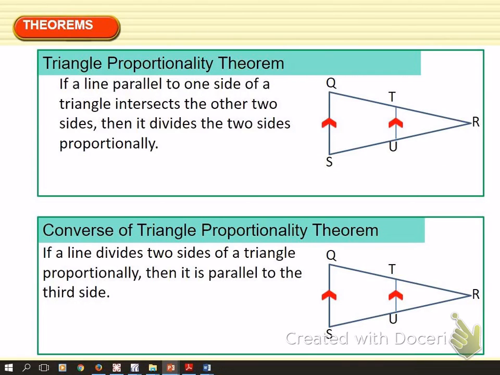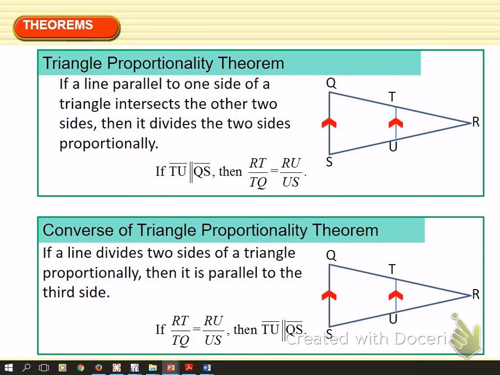The triangle proportionality theorem says this: if a line parallel to one side of a triangle intersects the other two sides, so if we draw a line TU that's parallel to QS, it cuts the other two sides up proportionally. So what we're looking at here is if these two lines are parallel, then these two sides are cut proportionally. So we can write some different proportions. We can say RT to TQ is equal to RU to US.